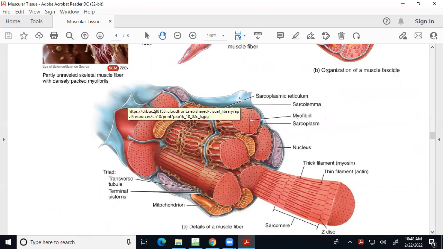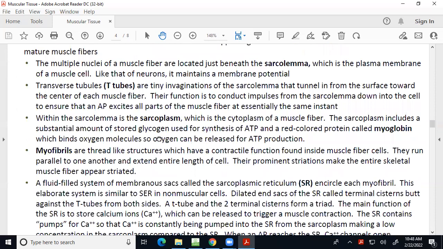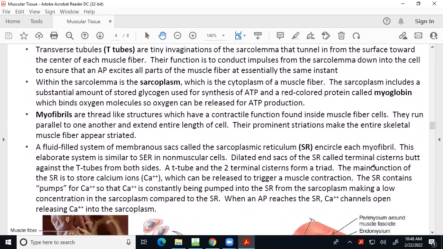It's that lipid bilayer with the phospholipids. We can't see them here in this picture, but that's what the sarcolemma is. And just like in neurons, which we haven't talked about, it maintains what we call a membrane potential, which we don't need to understand what that means in this class, but those of you in phys hopefully do.